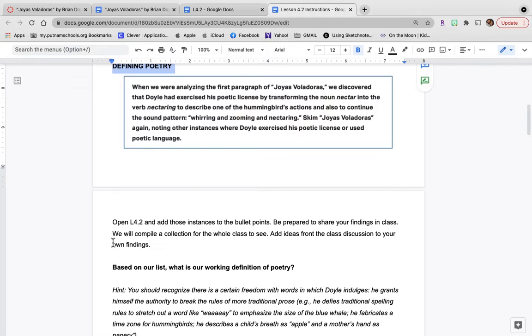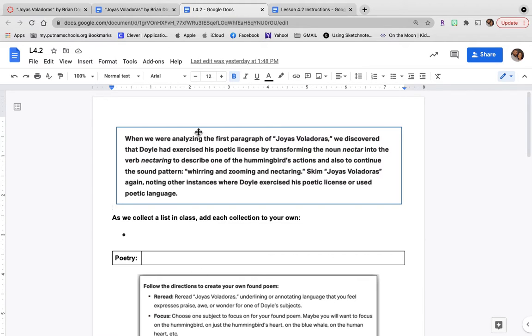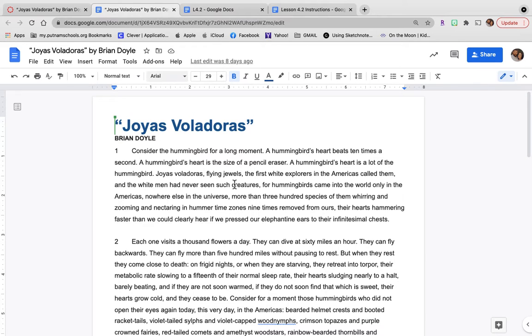You need to open up 4.2 and add those instances to the bulleted points. Be prepared to share your findings in class. Obviously, you're not going to do that because I'm not there today. But we will compile a collection for the whole class to see and add ideas. And I will add ideas in this video, so at least you get a little bit more extra options. So in here, this is the same prompt that's in 4.2 instructions. We're going to collect a list. So you need to have this pulled up with your bullet list ready, and you need to have Joyous Veladorus up.